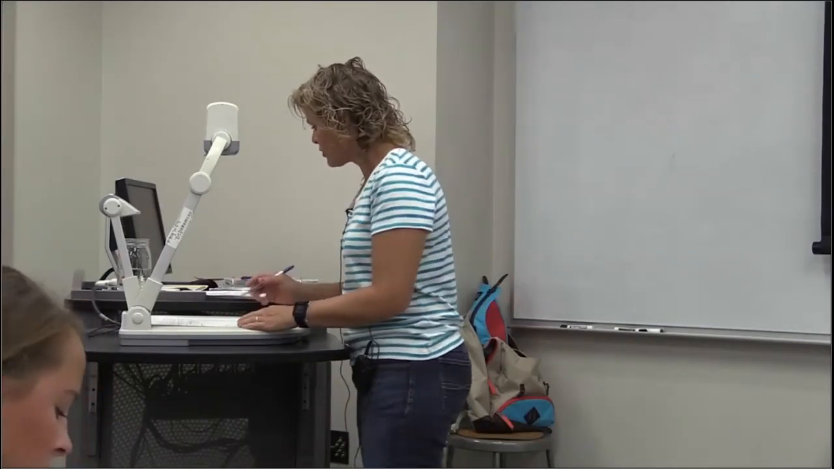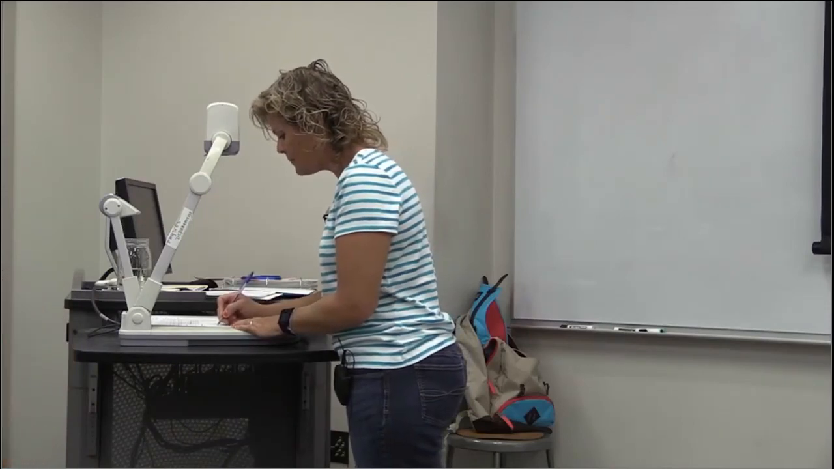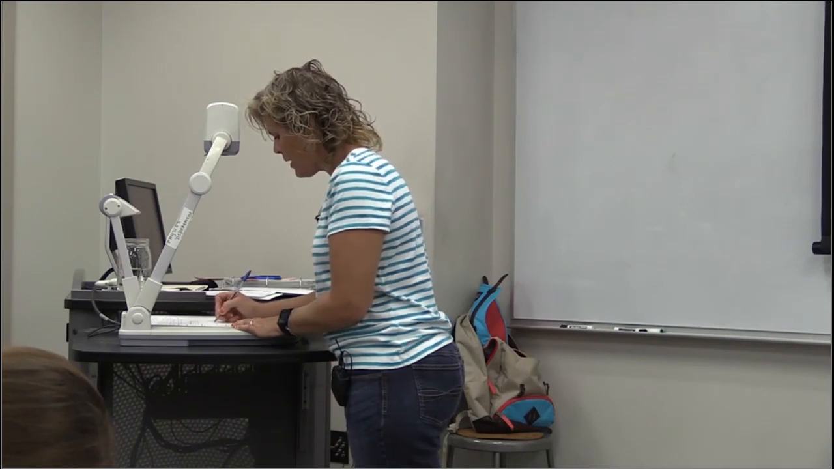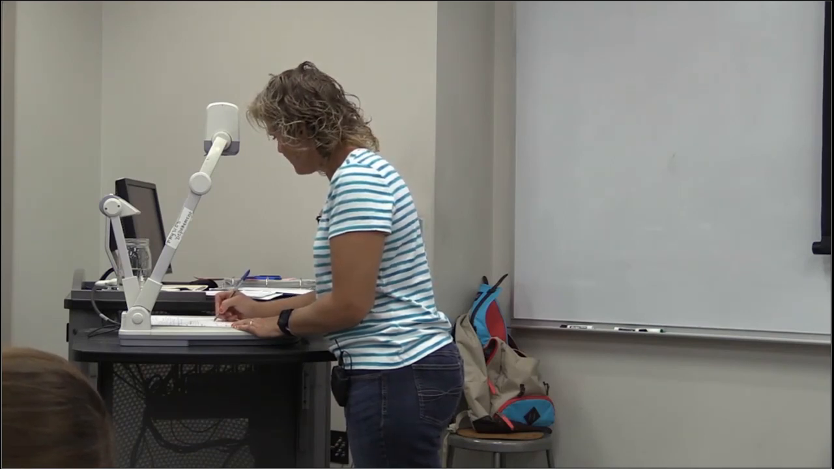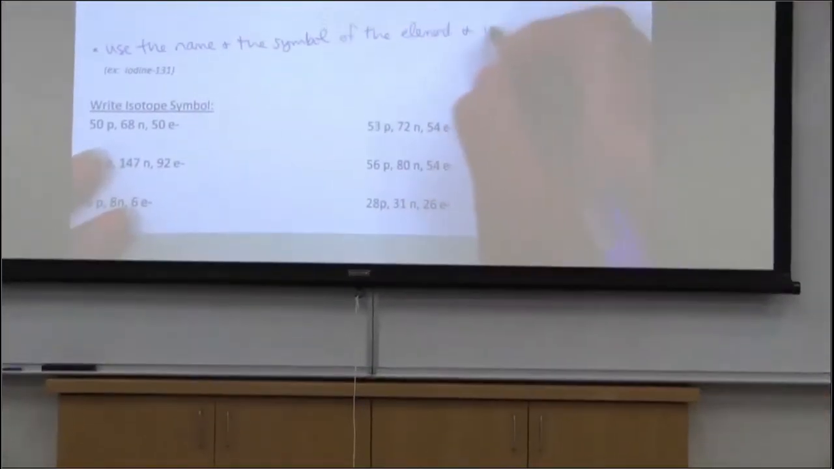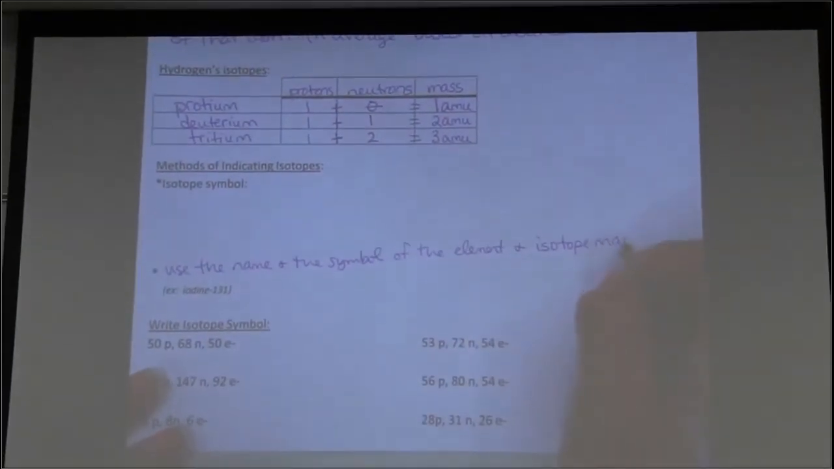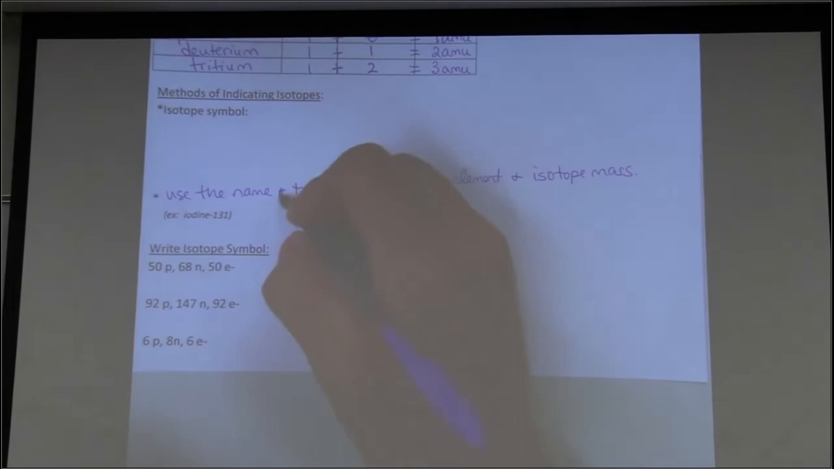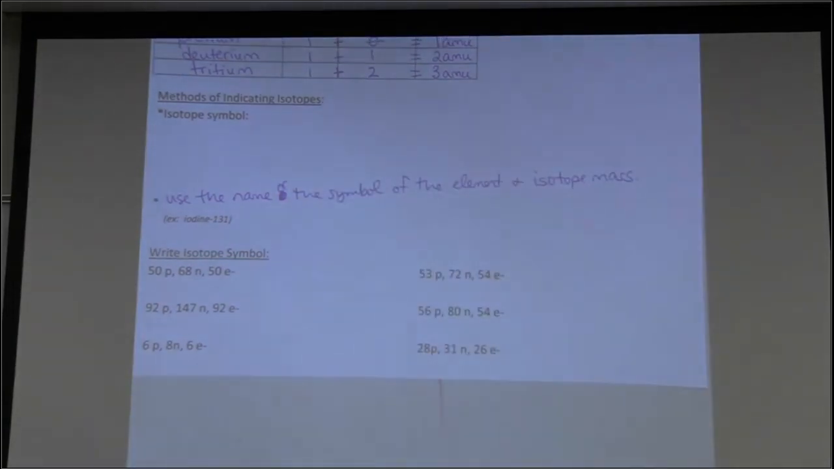All right, so how do we indicate that we have isotopes? Well, there are two different ways. One of them you have already heard me say, so I'm going to do the second one first. We use the name or the symbol of the element and the isotope mass.